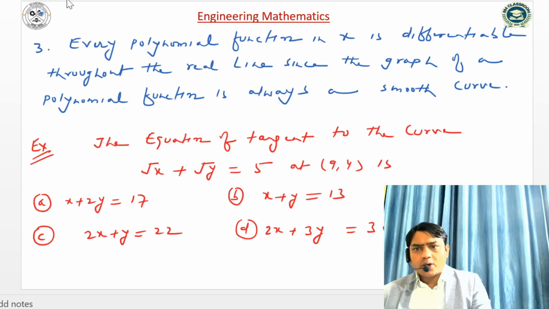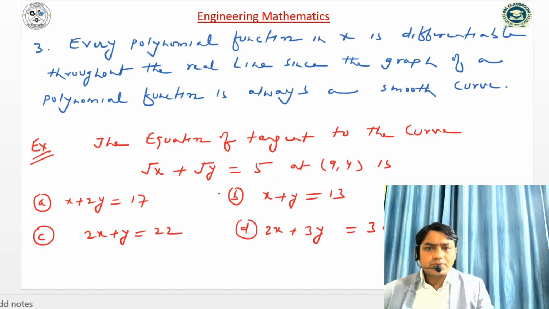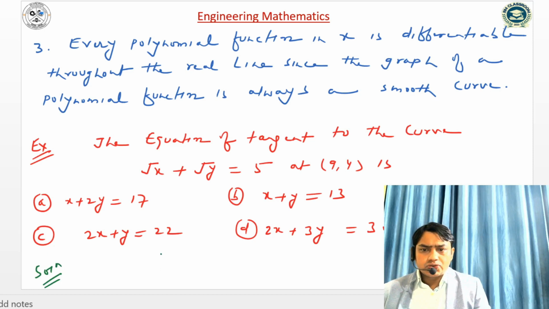The equation of tangent to the curve root x plus root y is equal to 5 at the point (9, 4) is. Options are x plus 2y is equal to 17, x plus y is equal to 13, 2x plus y is equal to 22, or 2x plus 3y is equal to 30. So firstly, we have to find the slope of tangent. So root x plus root y is equal to 5.